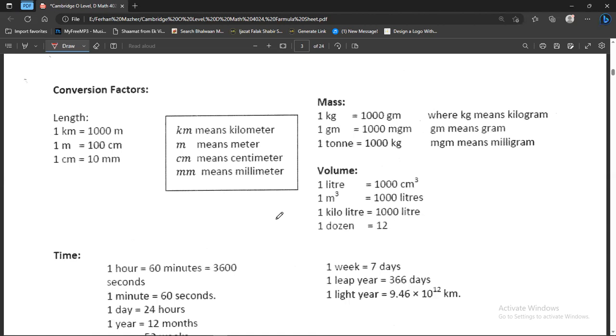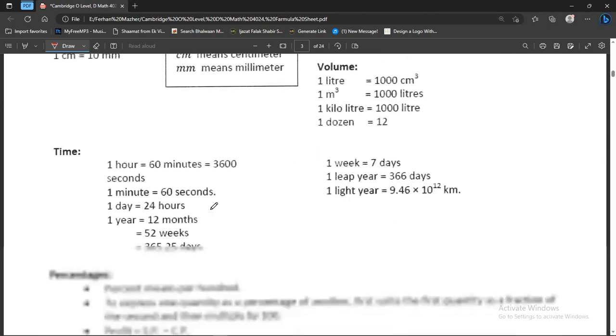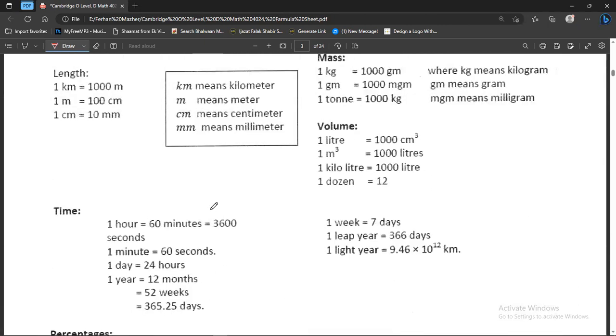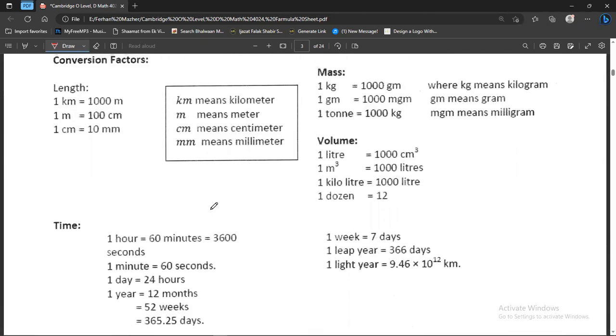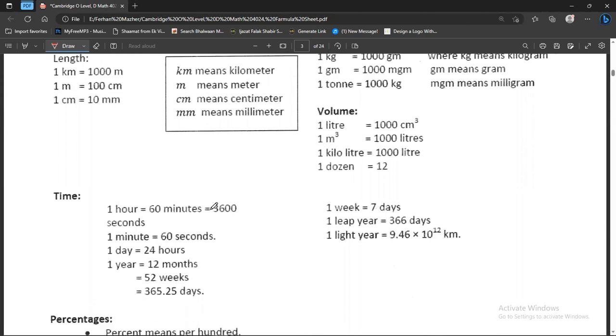1 dozen means 12. 1 dozen eggs, for example, means 12 eggs. So 1 week has 7 days. 1 leap year has 366 days, and 1 light year is 9.46 times 10 to the power 12 kilometers. 1 light year means the distance the light travels in 1 year. That is called a light year, and that is equal to 9.46 times 10 to the power 12 kilometers.